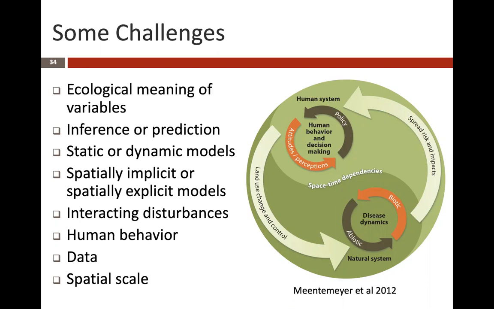Another thing that hasn't really gotten much attention is the importance of interacting disturbances. So for instance, and this is not a mosquito example, but let's say you have sudden oak death, how does that interact with wildfire? That's two different disturbances happening at the same time. And so not a lot of work has been done on how they interact and how that would influence disease transmission.